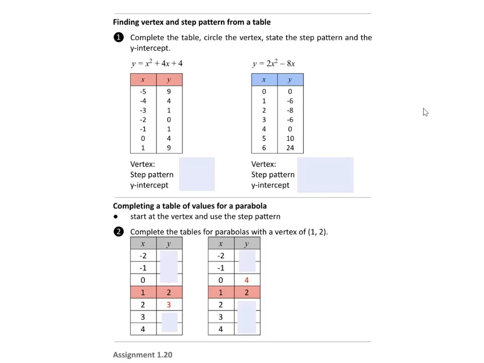Finding the vertex and step pattern from a table. Complete the table, circle the vertex, state the step pattern and the y-intercept. Luckily, the tables are completed in our example 1 here. In our red table on the left, we're just going to look for our maximum or minimum value. It looks like we're starting at 9 and we're going down. That means that we do not have a maximum value. We definitely have a minimum value. And it looks like our minimum, our smallest y value, is right there, -2, 0. So there's our vertex. Let's reveal that.